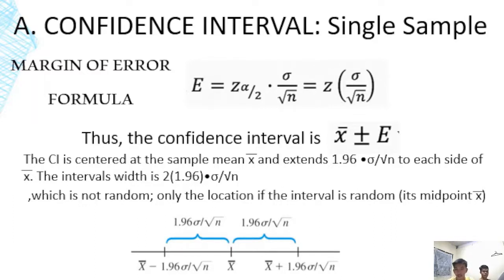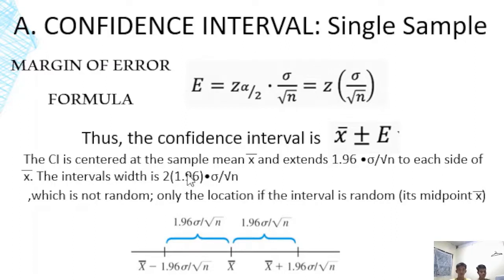The confidence interval is centered at the sample mean x bar and extends 1.96 times sigma over square root of n to each side of x bar. The interval's width is 2 times 1.96 times sigma over square root of n, which is not random. Only the location of the interval is random, its midpoint, x bar. Ito yung sinasabing midpoint, yung x bar dito.